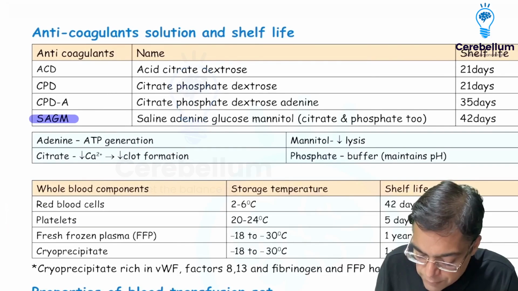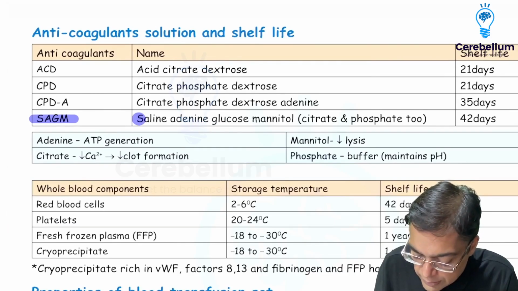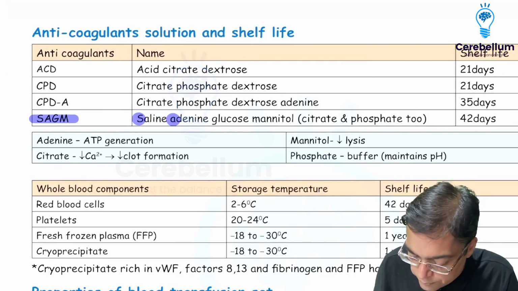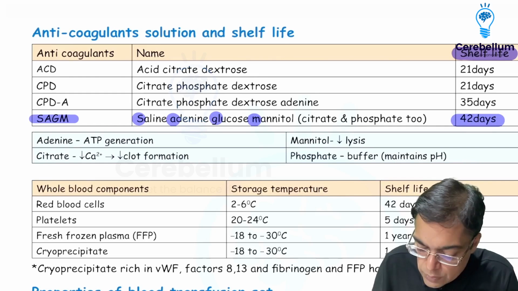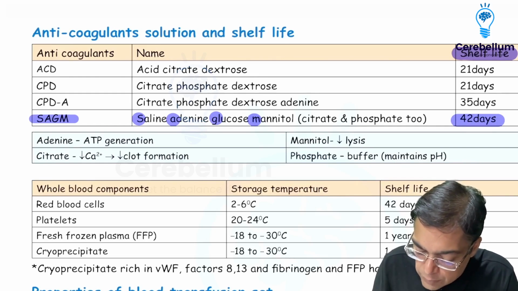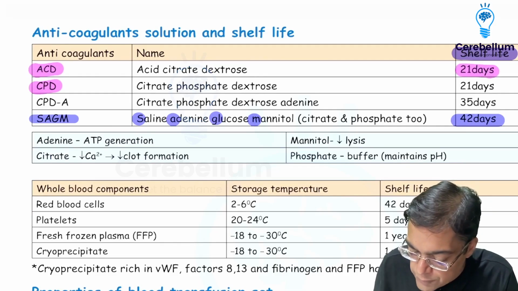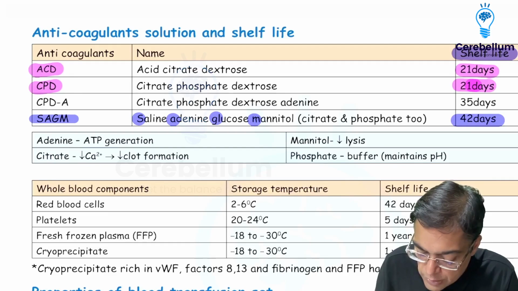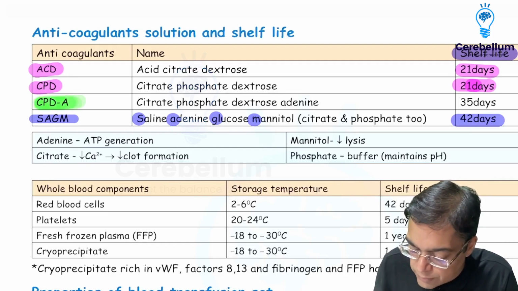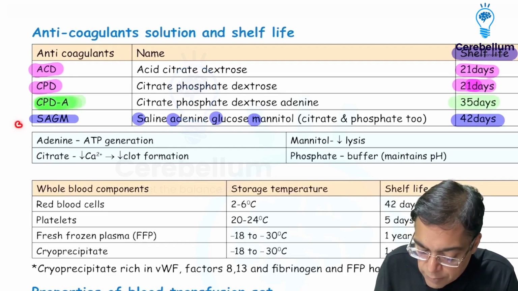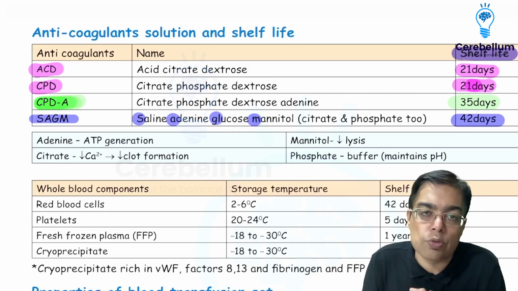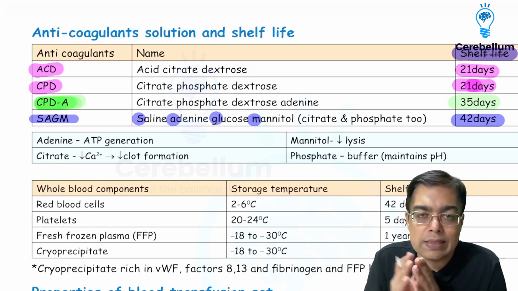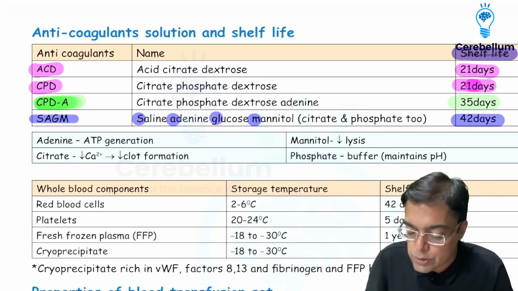Different types of anticoagulant chemicals can be added, and the standard one, which is going to be having practically the maximum half-life, is going to be SAGAM: saline, adenine, glucose, mannitol. This one is going to be having a shelf life of around 42 days. Of course, exam questions have been asked earlier with respect to other chemicals which contain ACD or CPD, in which the shelf life is going to be 21 days. Or sometimes we are asked questions in the exam on CPDA, which is going to be having a shelf life of 35. But if the question asked in the exam is about the best anticoagulant solution available, that is SAGAM, saline, adenine, glucose, mannitol, having a shelf life of 42 days.